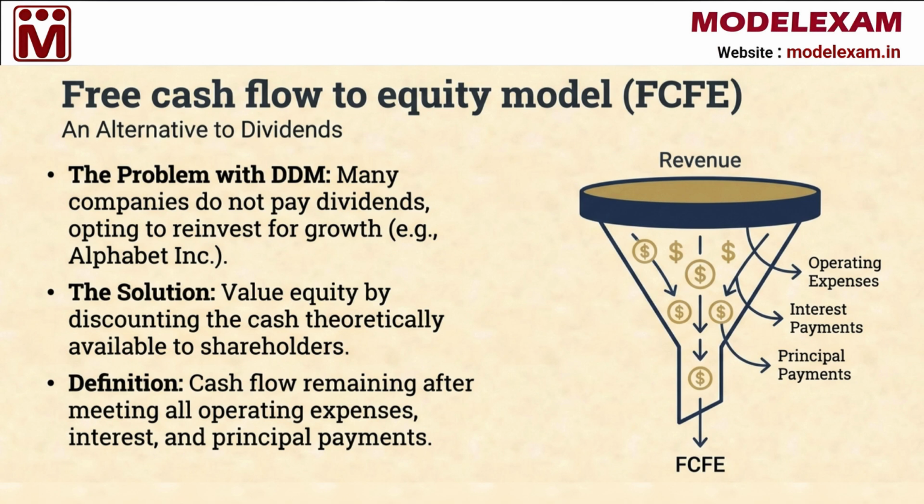This brings us to the free cash flow to equity model or FCFE. Many companies like Alphabet Inc. choose to reinvest their earnings for growth rather than paying dividends. The solution is to value the equity by discounting the cash that is theoretically available to shareholders after all expenses, interest, and principal payments are met.